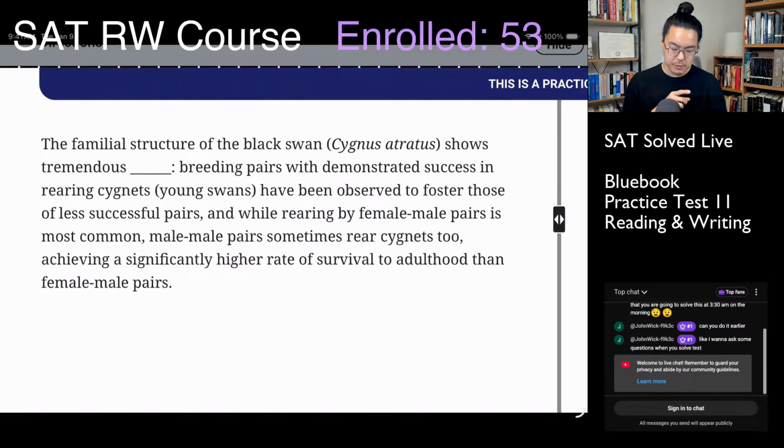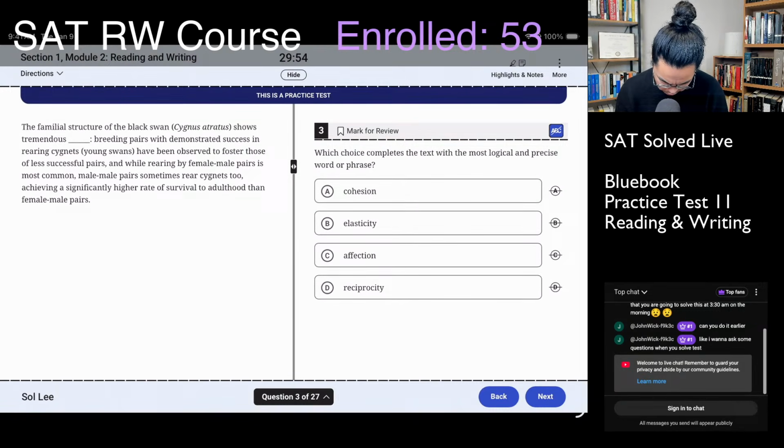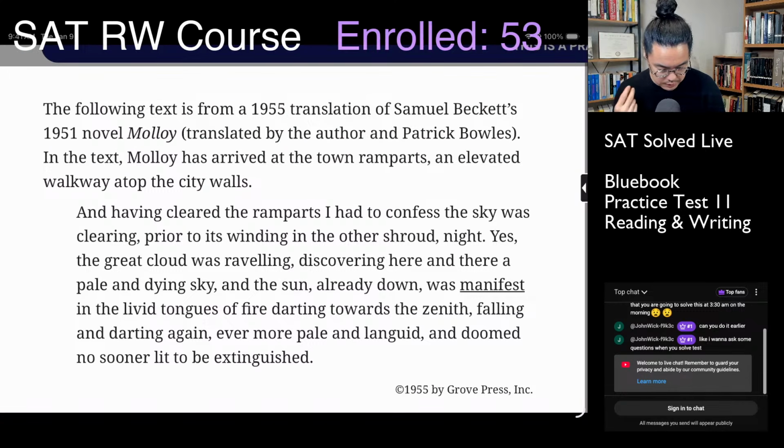Wait, breeding pairs with demonstrated success have been observed to foster those of collaborativeness or something. Reciprocity? Oof, no. Flexibility. Oh, yes, because it's familiar structure. I forgot the subject of the sentence. Okay. Yeah, flexibility, elasticity.